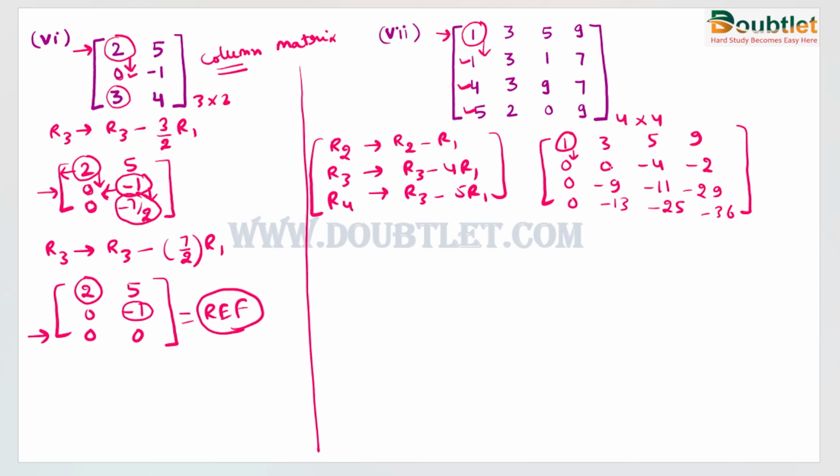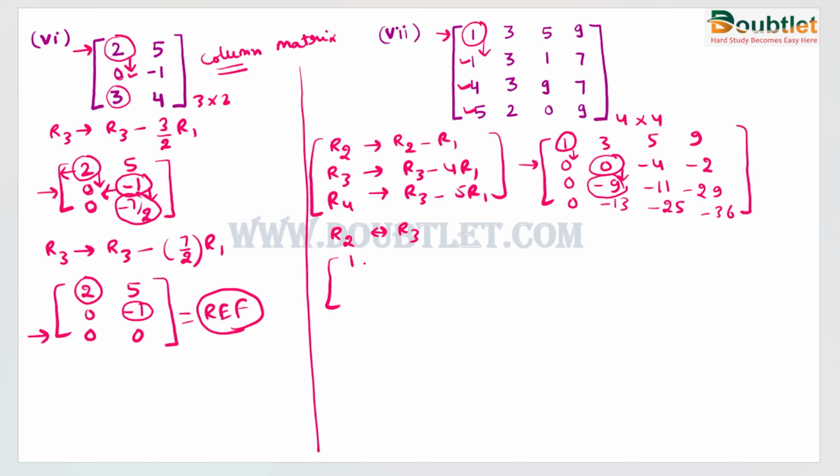Now we will consider the leading element in the second row. This would be the leading element in the second row, but it is 0. So what will we do? We will look down in this column and check the first non-zero element. The first non-zero element is minus 9. So what we will do is interchange R2 and R3.